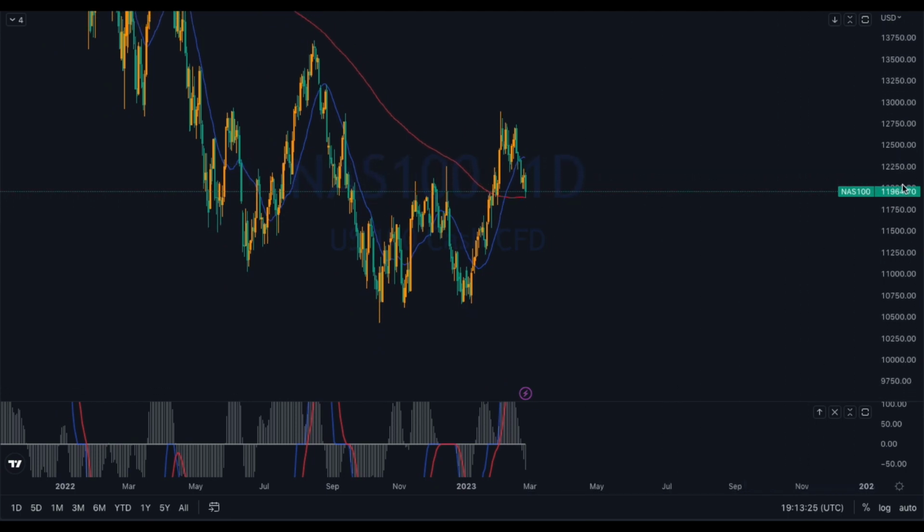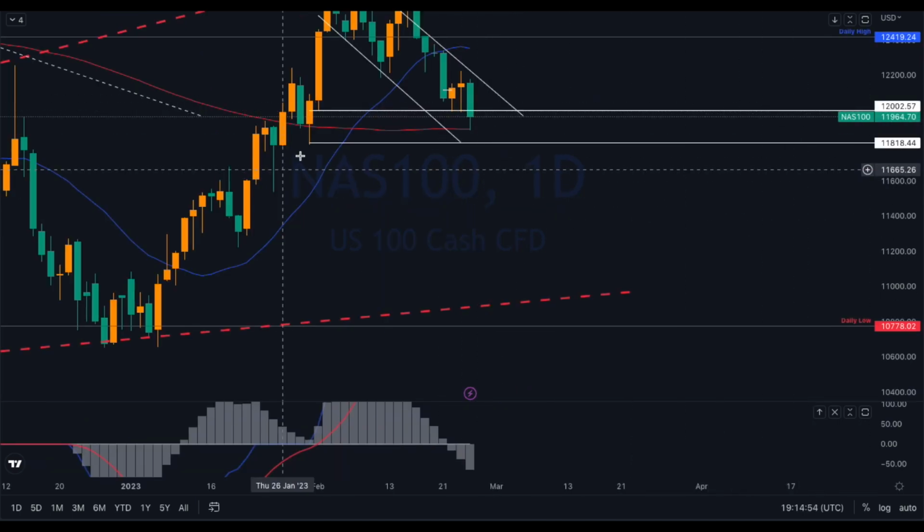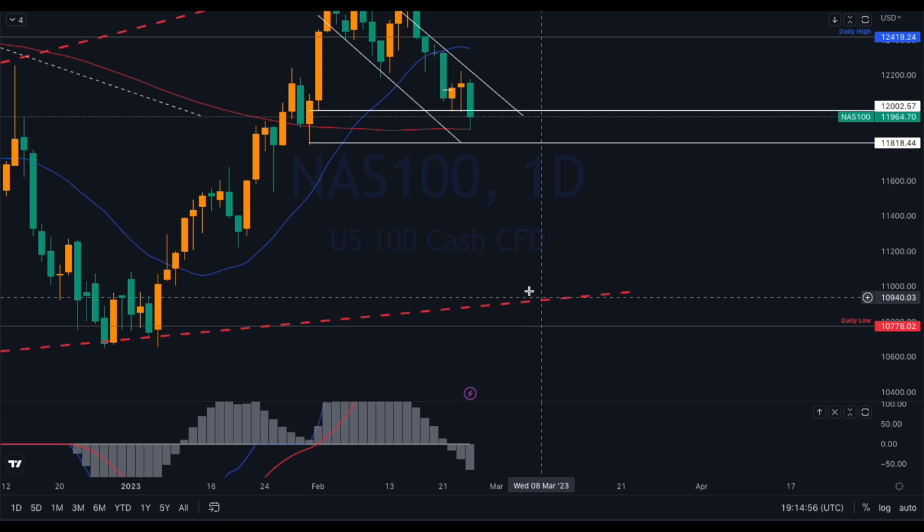The reason is, first off, it's come to the 200 moving average, which is right here. So when market opens tonight, so close of market on Monday, it's important to see where this candle is. If the candle is below the 200 moving average, then it's fair to say that price is going to be making its way down here somewhere.